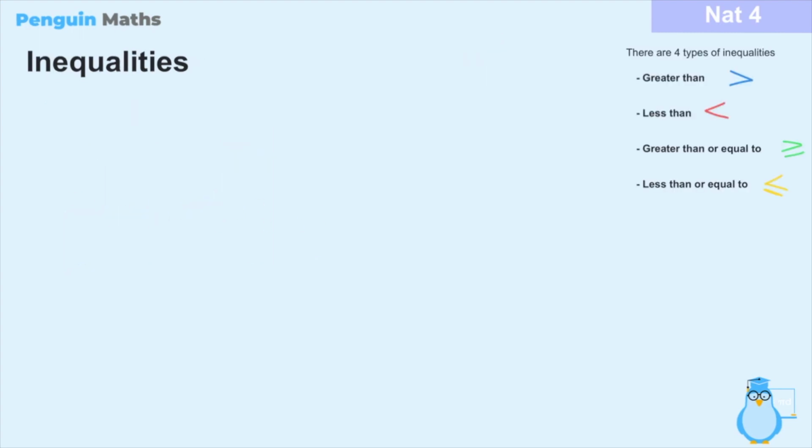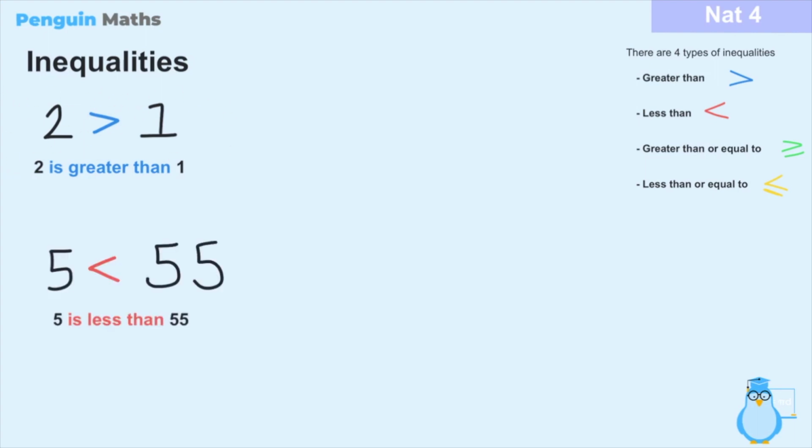So let's have a look at some basic inequalities so we can get our head around how these work. So here's just a basic statement where we are saying that one number is bigger than the other. And in this case, we are saying that the number 2 is greater than the number 1, which is just a fact because we all know that 2 is a bigger number than 1. And this is an example of how we can use an inequality to describe 2 numbers. And we can also say that one number is smaller than the other number. So in this example here, we have said that 5 is less than 55.